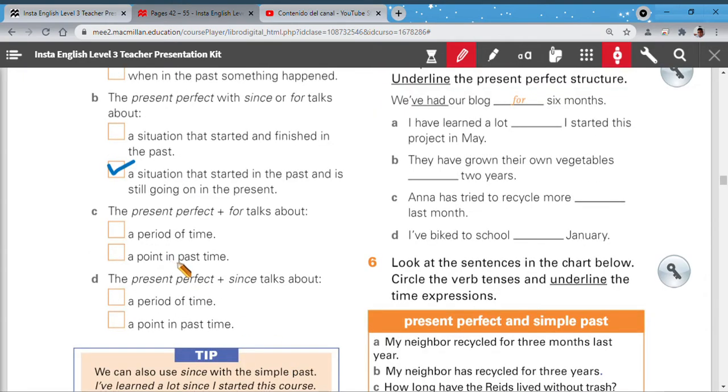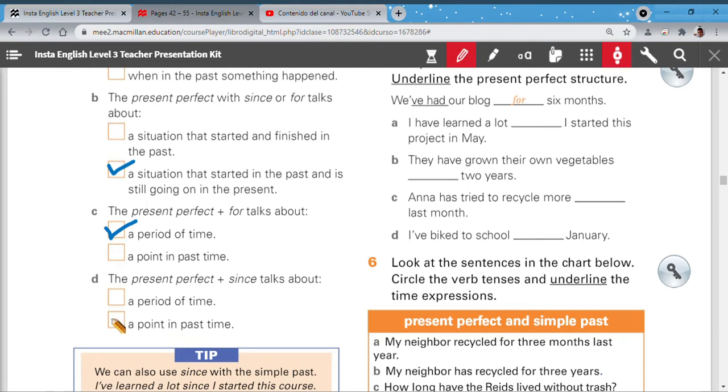The present perfect plus for talks about a period of time or a point in the past. It is similar to this one. A period of time. The present perfect plus since talks about a period of time or a point in a past time.